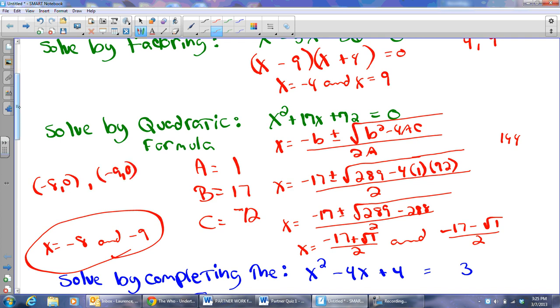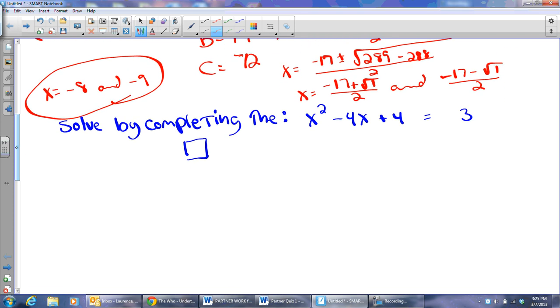Okay, now we're going to learn how to complete the square. Now, there's two types of completing the square problems. The first type is when you have a perfect square trinomial. If I have a perfect square trinomial, I can factor this. Let's see, is this a perfect square? It is. The square root is x.